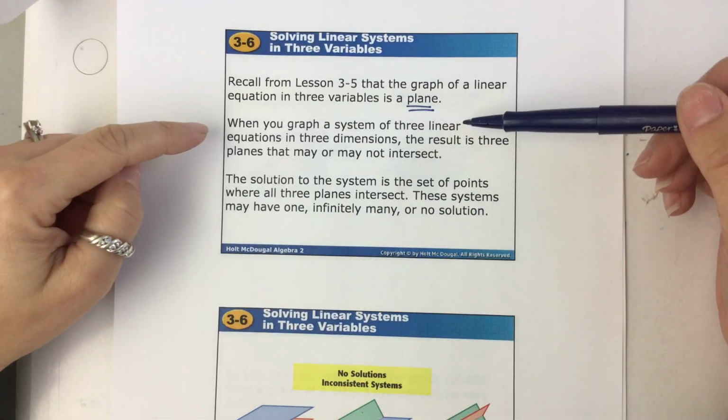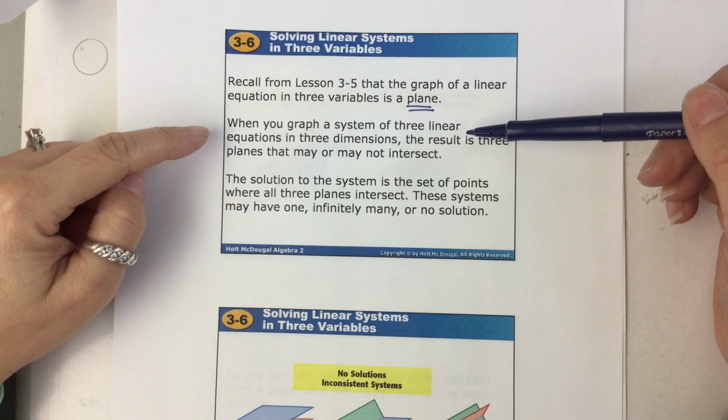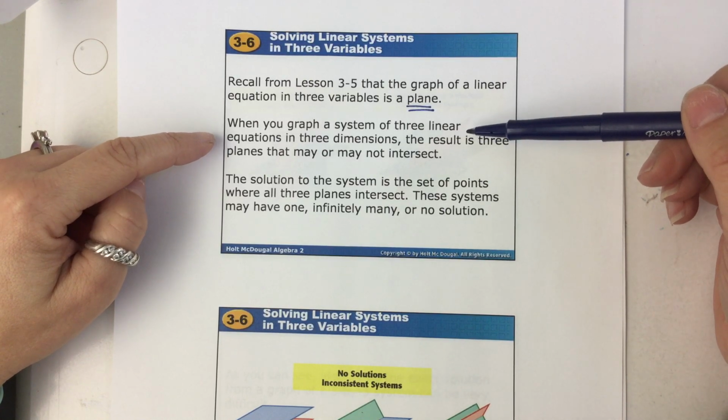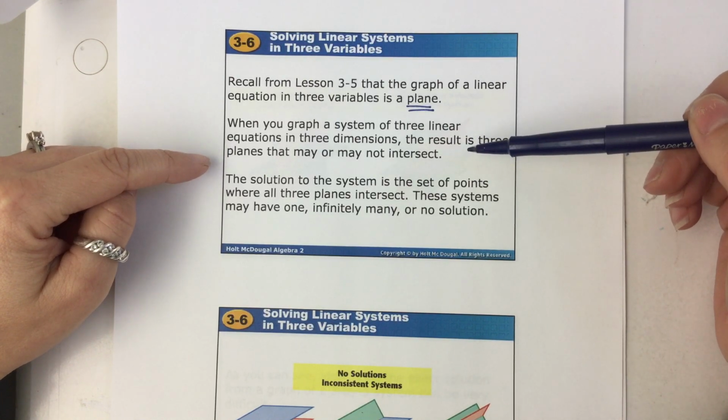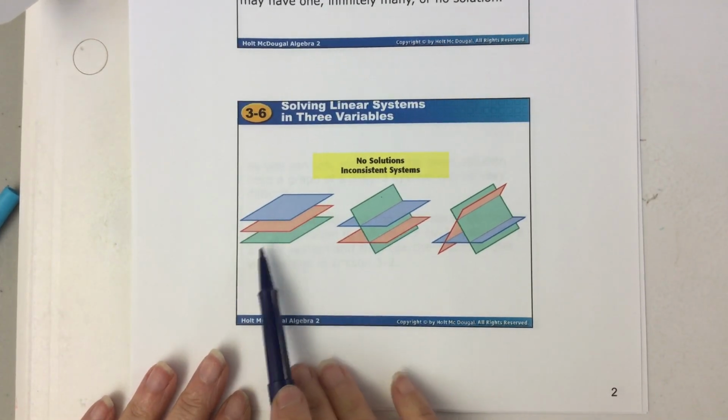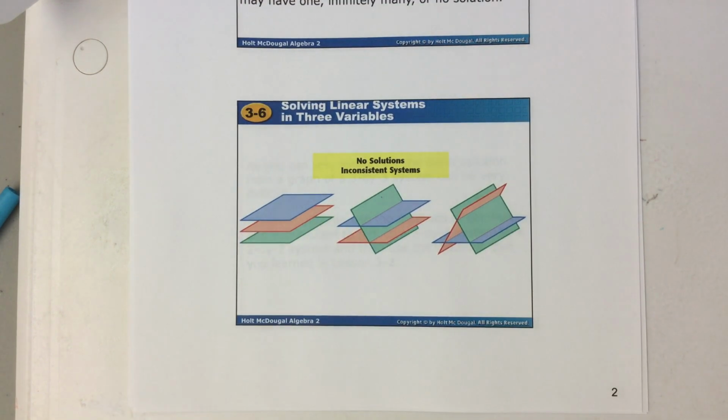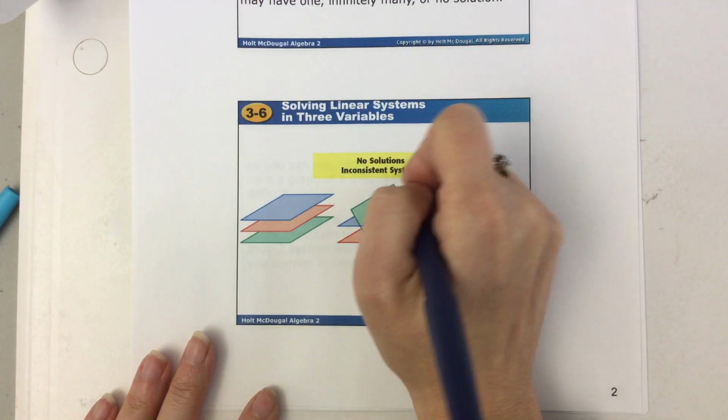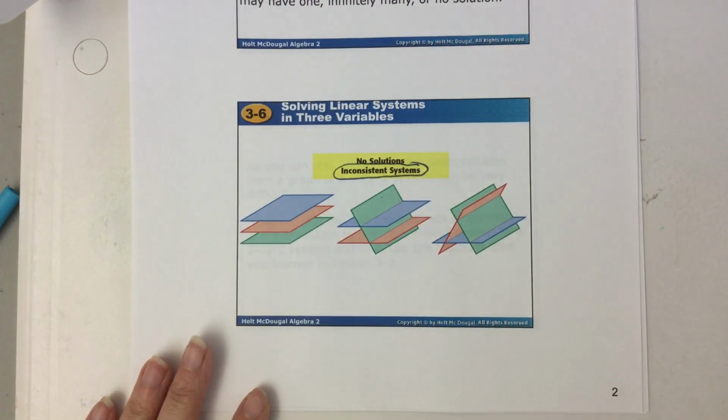If I take three equations, now that we're going to look at a system with three, when you graph three different planes, the results are one of these options. They might never touch at all. Okay, these are all inconsistent. Remember, inconsistent means that there's no solution.